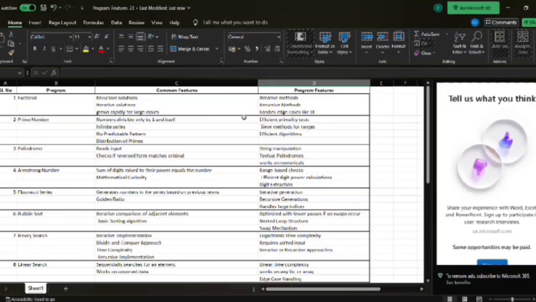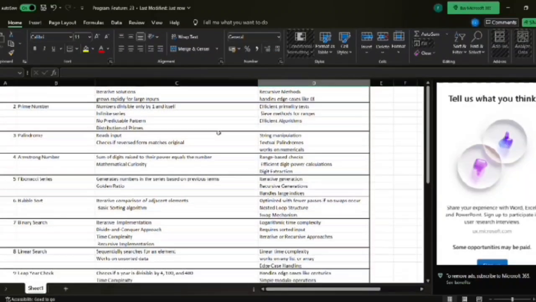2. Prime number. Numbers divisible only by one and itself. This is the fundamental definition of a prime number. Efficient primality tests. There are various algorithms like the Sieve of Eratosthenes and the Miller-Rabin test to efficiently determine if a number is prime.